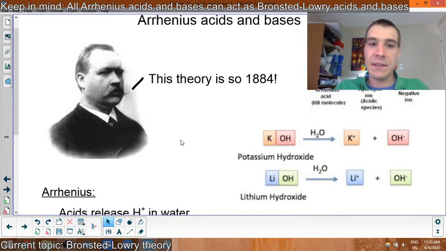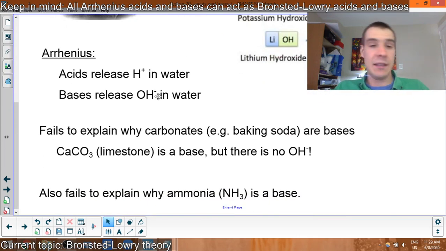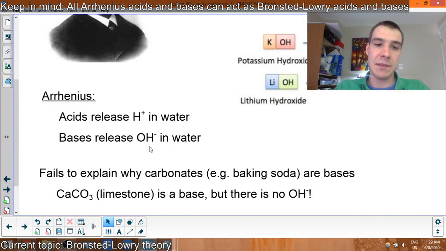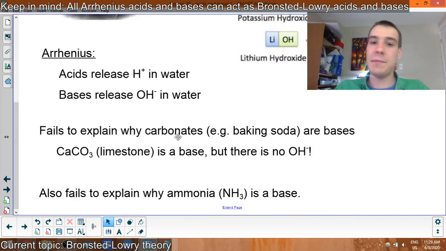But this fails to explain some other things. For example, the Arrhenius theory, this H+ OH- thing, doesn't explain why carbonates, like baking soda or limestone, are basic. We know that they are. If you put vinegar and baking soda together, the vinegar is clearly an Arrhenius acid. It releases H+, but the baking soda is a carbonate. There's no OH- there. Why do we get an acid-base reaction? So that doesn't explain it.